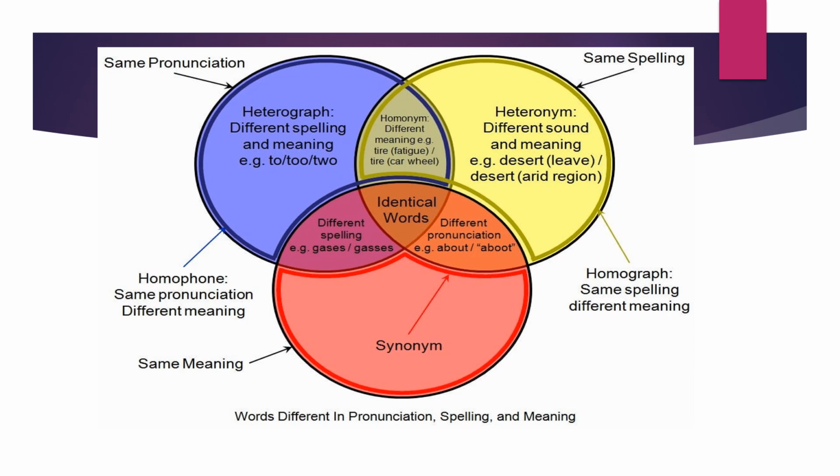For identical words, we have different spelling, like gases and gases. And for different pronunciation, about and bout. Over here, it's A-B-O-U-T and A-B-O-O-T. For homograph, we have the same spelling and different meaning. For homophone, we have the same pronunciation but a different meaning, and for synonym, we have the same meaning.